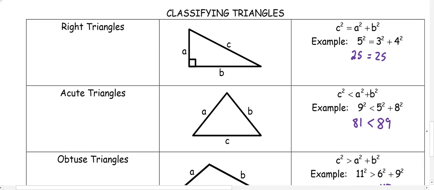The last thing we're going to look at is classifying triangles. So we can use the Pythagorean theorem without having angle measures to classify our triangles. We have a right triangle if our largest side squared is equal to those two smaller sides squared and added together. So in this case, we had a triangle that was 3, 4, 5. 5 squared was 25. 3 squared plus 4 squared is also 25. So this would be a right triangle.